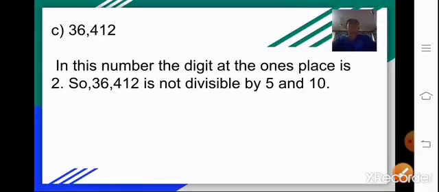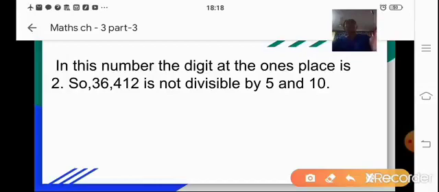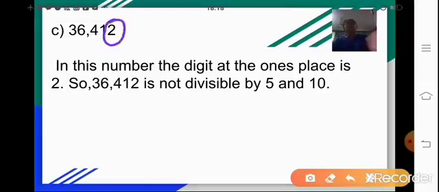The next number is 36,412. Now here the number in the ones place is 2. Okay, so this number is not divisible by 5 and 10 also. In this number, the digit at the ones place is 2. So 36,412 is not divisible by 5 as well as by 10. Once you know the rule, students, it is easy for you to understand.